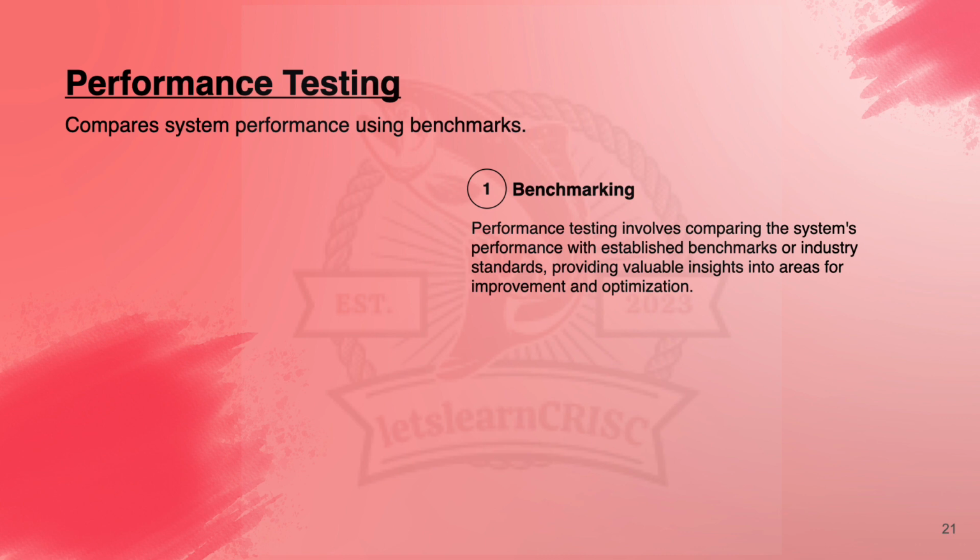Friends, performance testing often involves benchmarking the system performance against industry standards or best practices to ensure that it meets or exceeds established norms. It encompasses various types including load testing, stress testing, and scalability testing, each focusing on different aspects of the system performance. Friends, performance testing involves monitoring and analyzing key performance metrics such as response time, throughput, and resource utilization to assess the system behavior.